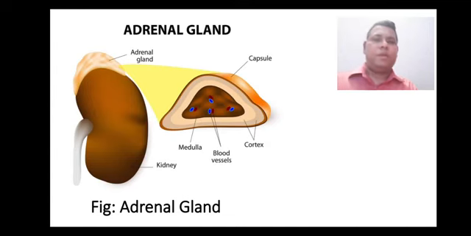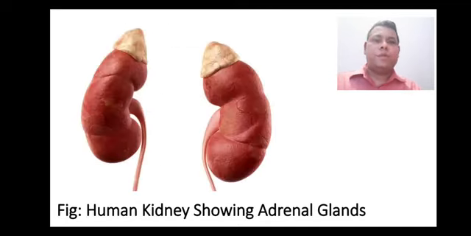You can see the diagrams of the adrenal glands, the different parts of the adrenal glands. The human kidney shows the adrenal glands. So the adrenal glands are found at the tip of the kidney.